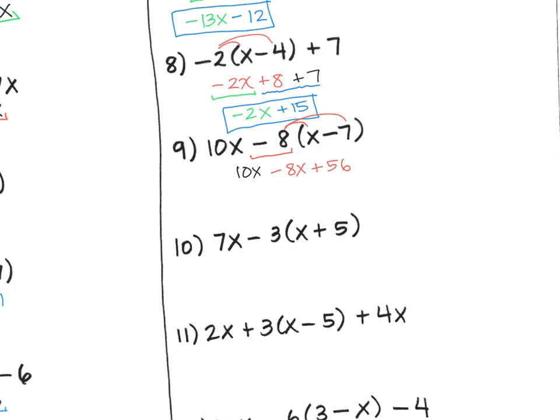Okay, I'm going to go ahead and look for like terms. This is a 10x. Okay, and then I have a minus 8x next to it. So 10x minus 8x is 2x. And then that plus 56 can just come down at the end.